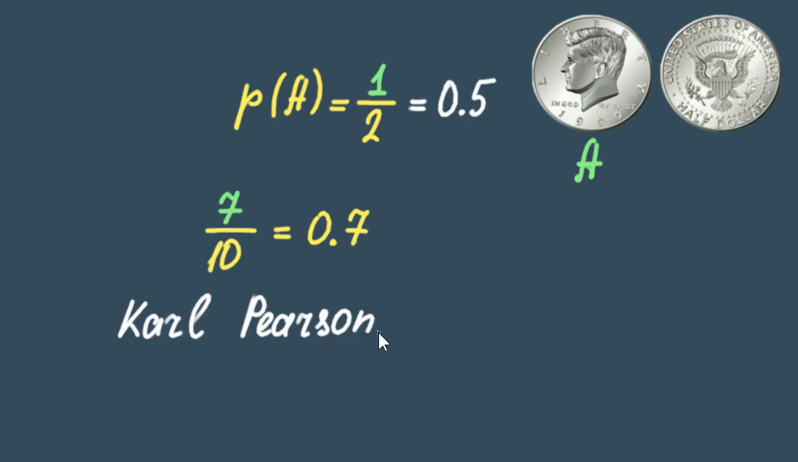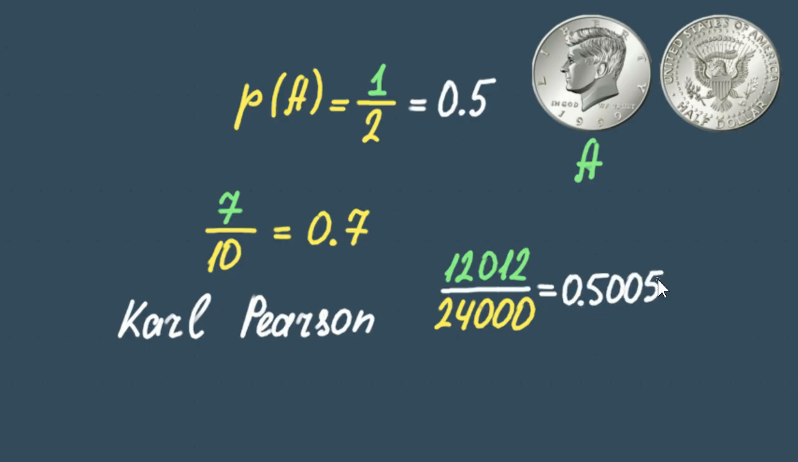Englishman Carl Pearson tossed a coin 24,000 times, and the coin fell to one side 12,012 times. We divide one by the other, and this number is already very close to the probability that I calculated here. And if you toss a coin further, an even larger number of times, then the resulting number will get closer and closer to the probability of the event A. And this number is called the relative frequency of a random event.